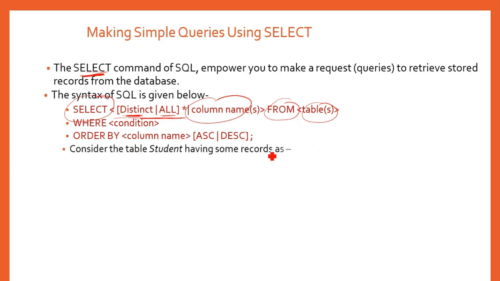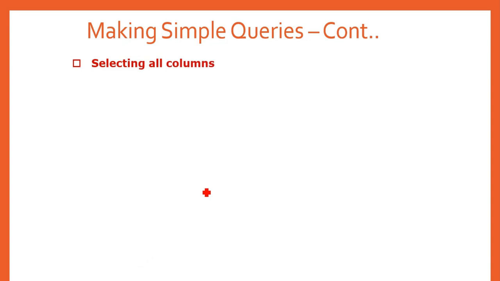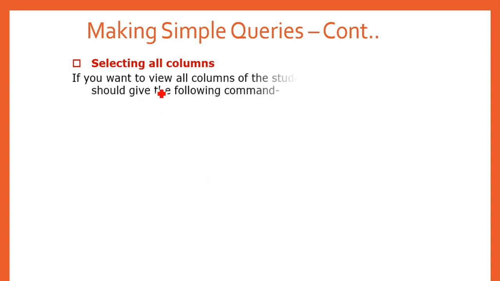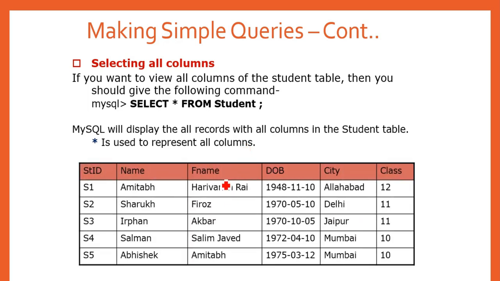Now let's see. Consider the student table. This is a table that we have created, and the following data has been inserted here. Let's see simple queries and how to do a simple query. If I have to display all the columns, what will we do? If you want to view all the columns of the student table, then we should give the following command: select asterisk from student. If I have to display everything from the employee table, I write select asterisk from employee. So MySQL will display all the records with all the columns in the table. For example, this is an employee table, so we write select asterisk from employee.